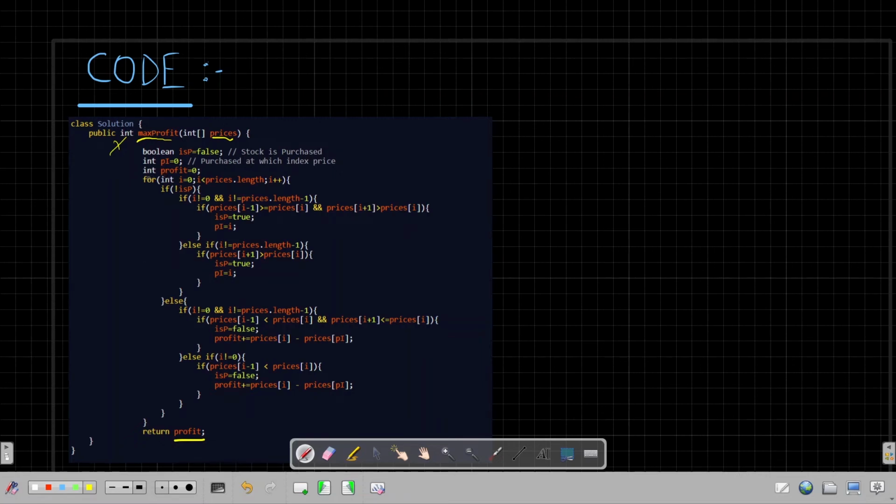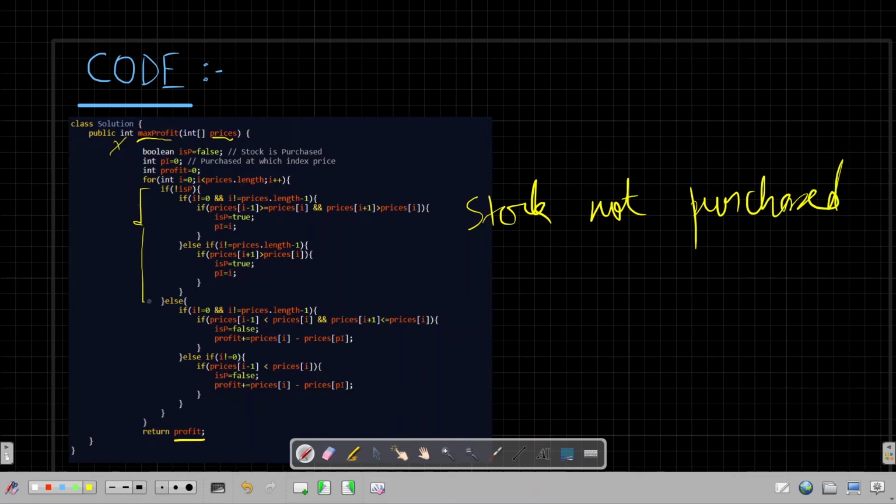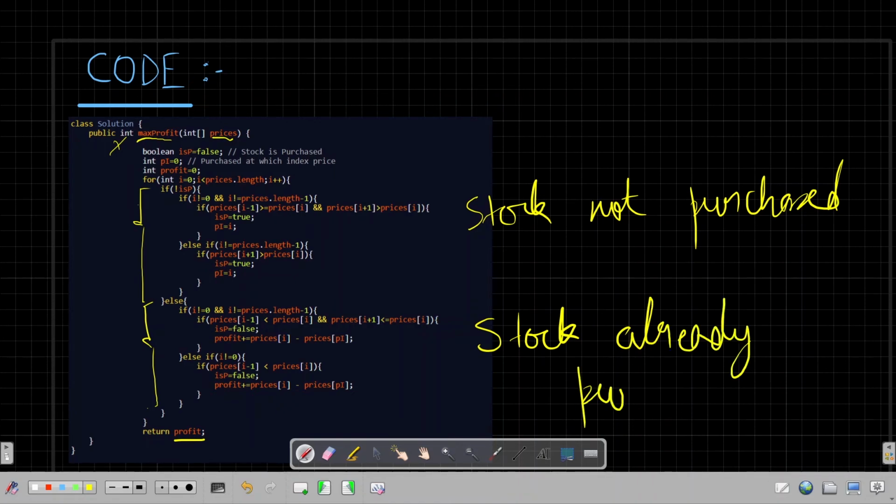Now there is a for loop. Let's see what we are doing in the for loop. There's a for loop from the start of the array to the end of the array, and there is this if block: not isPurchased. What does it mean? This is when the stock is not purchased, right? This would only execute when the stock is not purchased. And this else block would only execute when the stock is already purchased. So this is the significance of these two blocks.